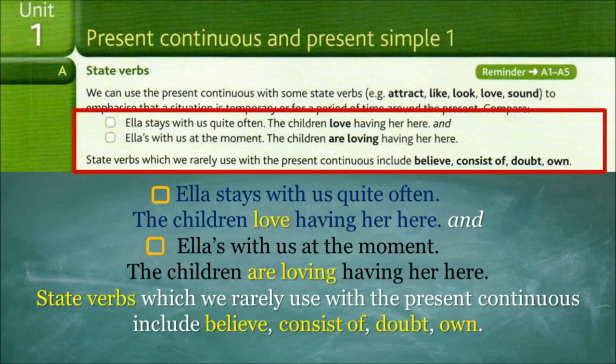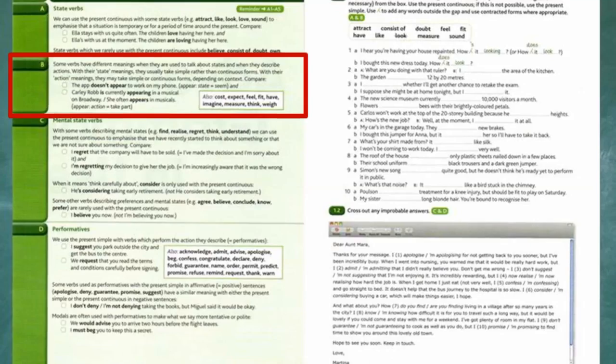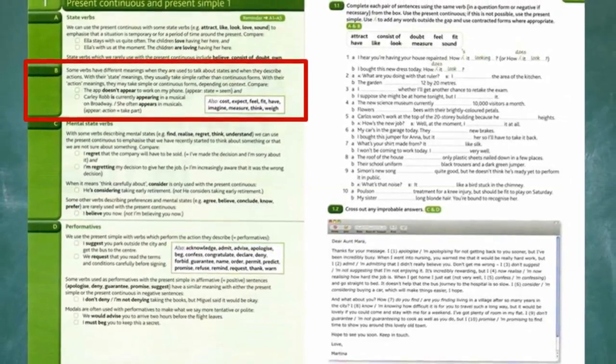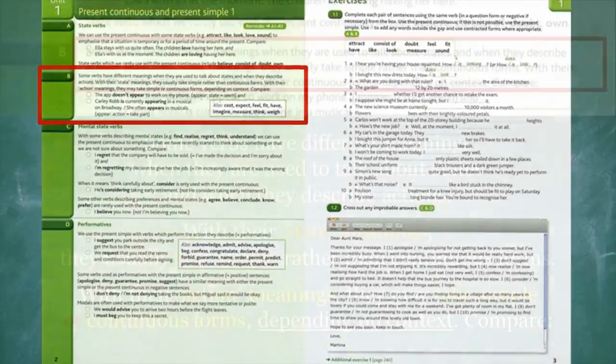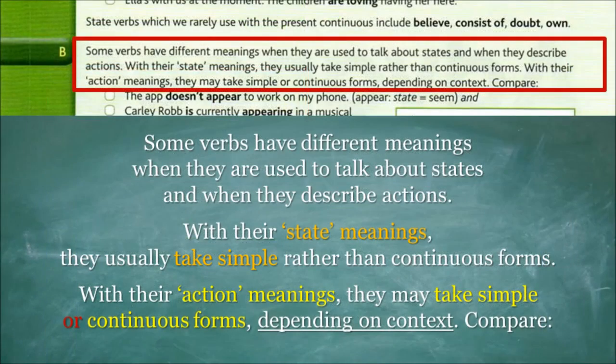State verbs which we rarely use with the present continuous include believe, consist of, doubt, own. Some verbs have different meanings when they are used to talk about states, and when they describe actions. With their state meanings, they usually take simple rather than continuous forms. With their action meanings, they may take simple or continuous forms, depending on context. Compare.